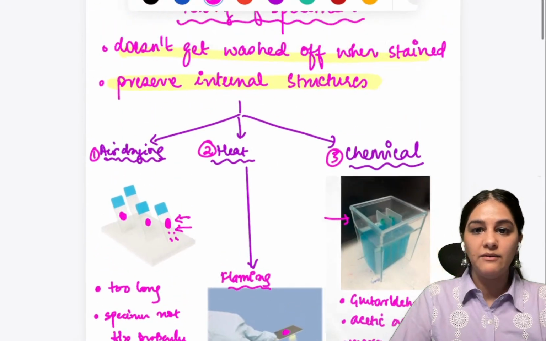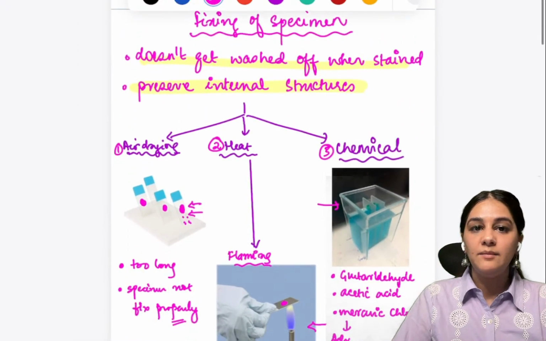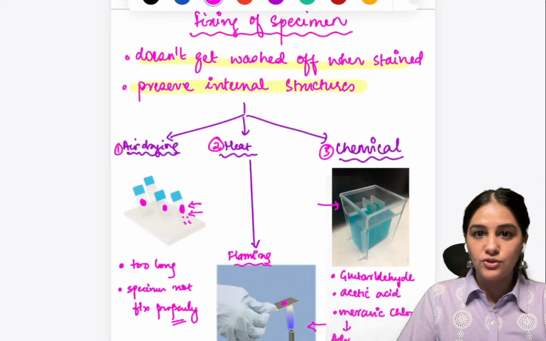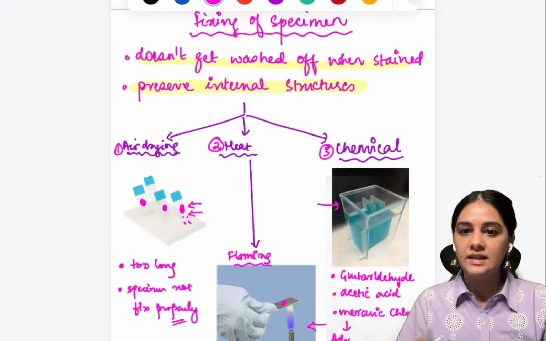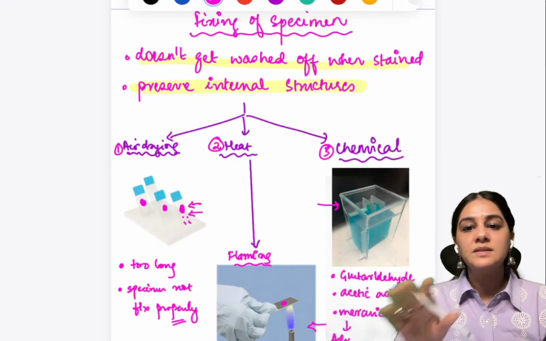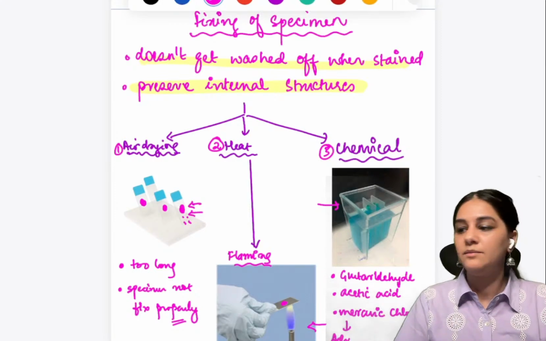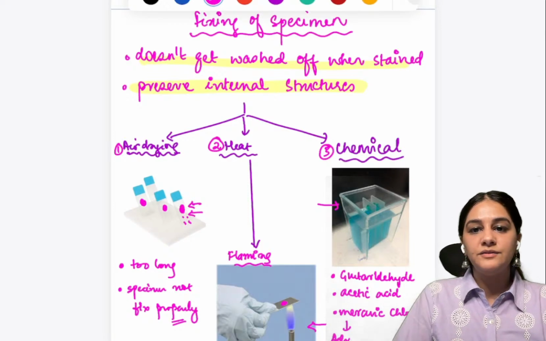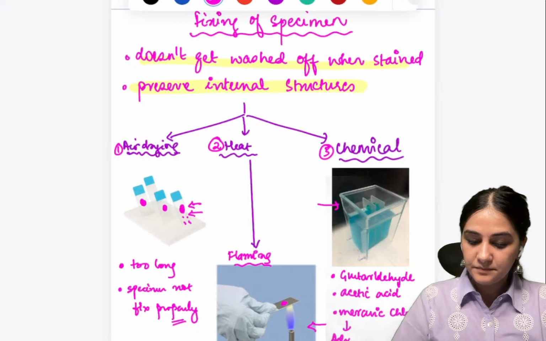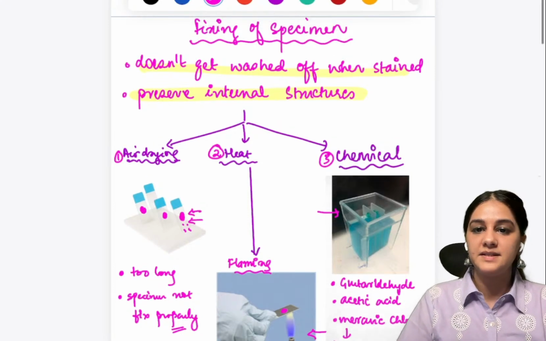Now we've spoken about why we want to fix this slide, right? Because we don't want the smear to get washed off when it's stained. Because when we are staining, we are using so many chemicals and decolorizers and water and everything. So this smear can get rubbed off. So we have to fix. And because we want to preserve the internal structures, right? So this is what fixing of the specimen means.